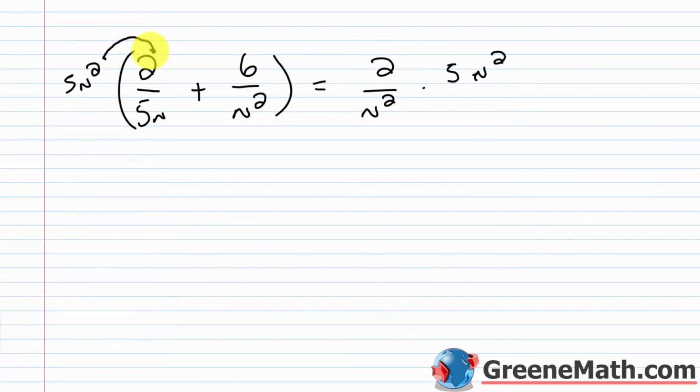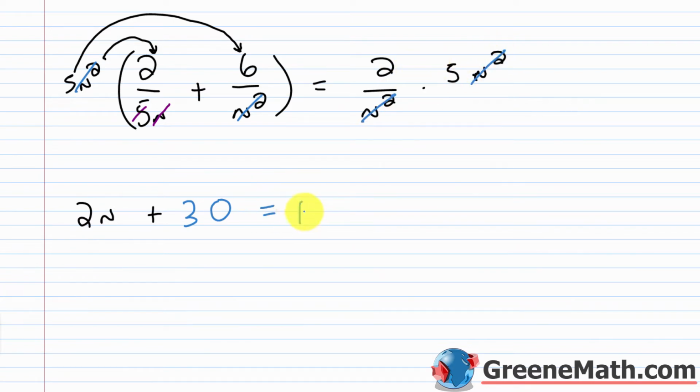So use my distributive property, 5n squared times 2 over 5n. The 5s would cancel, and one factor of n here would cancel with this n, and essentially I'd have n times 2, which is just 2n. Then plus, next I would do 5n squared times 6 over n squared, and the n squareds are going to cancel, and essentially I'm going to have 5 times 6, which is 30. Now over here I can just cancel this n squared with this n squared. 5 times 2 is 10, so this equals 10.